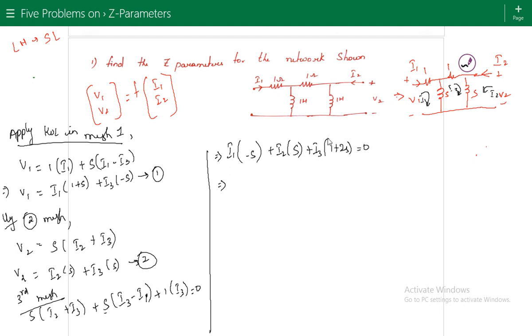Further, now I have to express V1 and V2 as a function of I1 and I2. So I have to remove this I3 term.